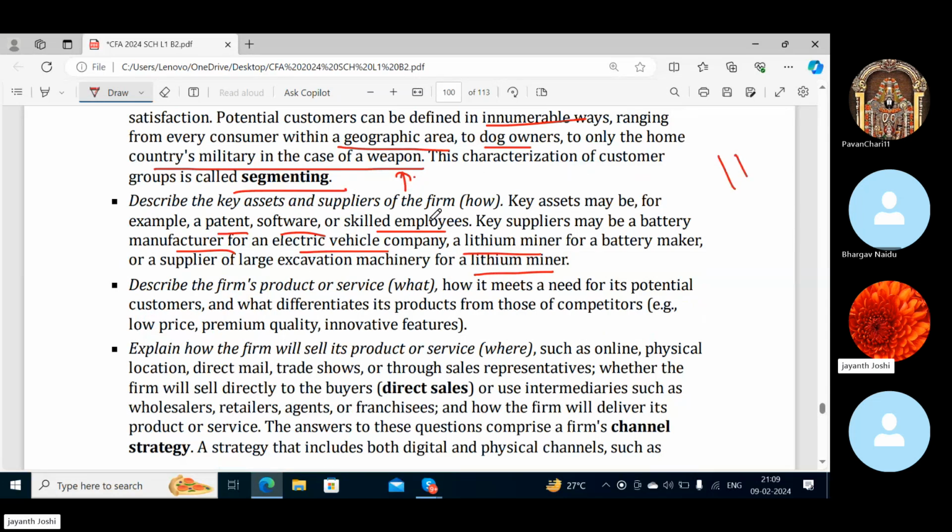So here, suppliers can be, if you are making EV vehicles, the battery manufacturer will supply the battery to you. For making batteries, because they are lithium-ion batteries, lithium has to be extracted, and that will be extracted in some mines. So a lithium miner will give the lithium metal to the battery makers, and to extract lithium from the mines, we want very big excavation machinery, and that will be supplied by some company who makes this kind of machinery.